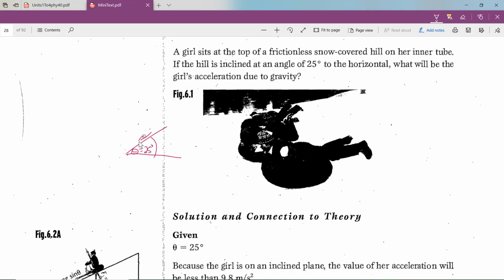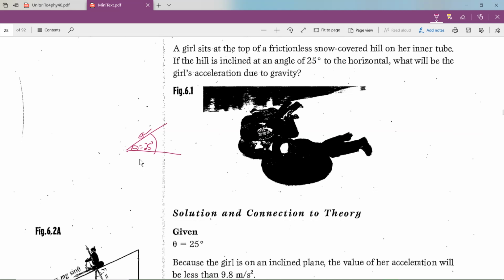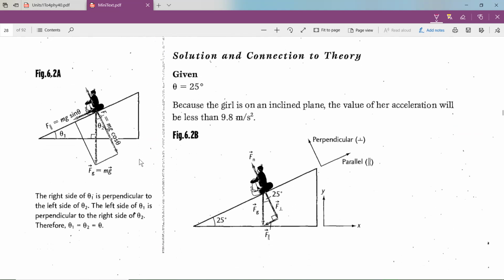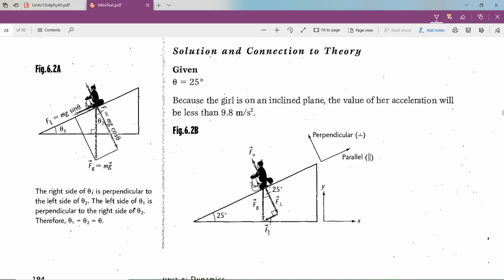Okay, so the girl is going to slide down the super slippery hill, I guess, if there's no friction. What's going to be her acceleration? This drawing in the mini text is better than the drawing in the booklet, I think. Here's the girl, and we have gravity going down towards the center of the Earth. Wherever she is, it's going down towards the center. But what we're going to do is resolve that gravitational vector into a component perpendicular to the inclined plane surface and a component parallel to the inclined plane surface. That will help us to solve the problem.